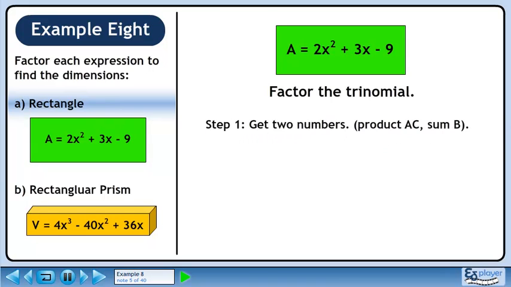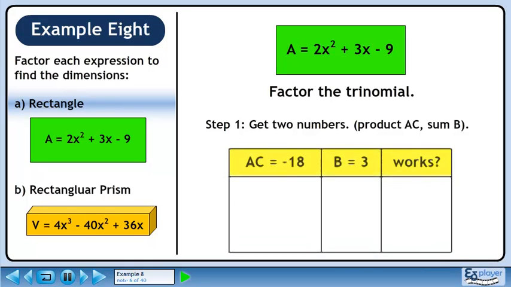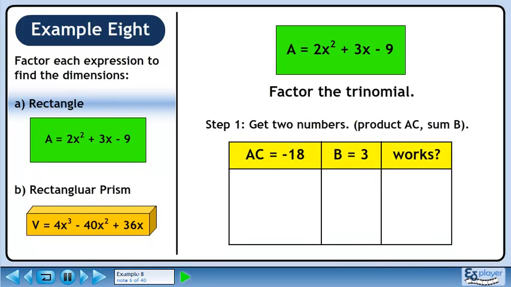In step 1, we need to find two numbers with the product of a times c and a sum of b. Let's create a table to keep track of our work. First try minus 6 and 3. The sum of these two numbers is minus 3. They don't work since we need a sum of 3.